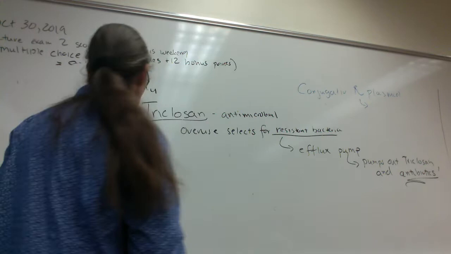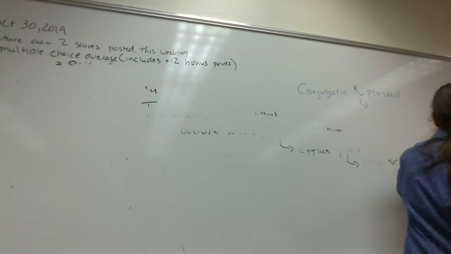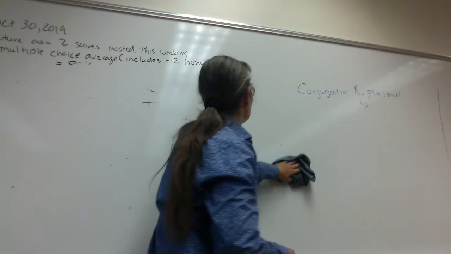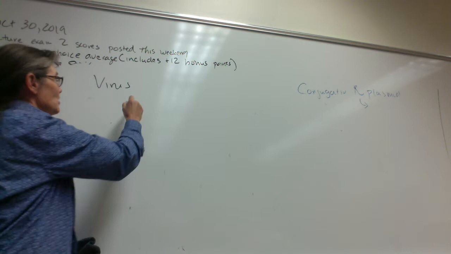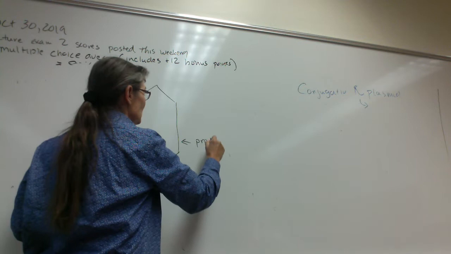Okay, this will be a little brief appetizer on viral structure. So, are viruses made of cells? Nope, they're not made of cells, right? So the simplest virus has a protein coat or shell. This is the protein coat, and it has a fancy name. It's called the capsid.